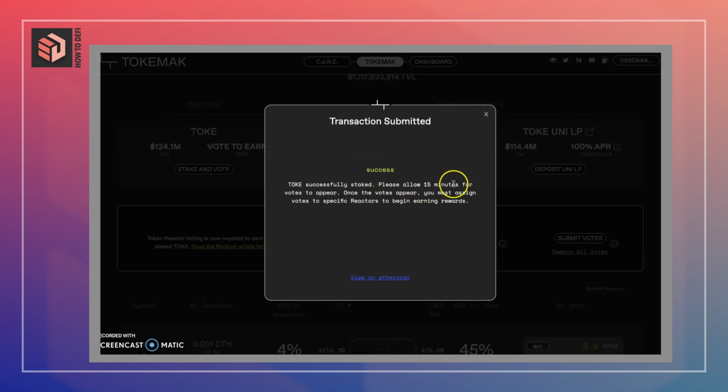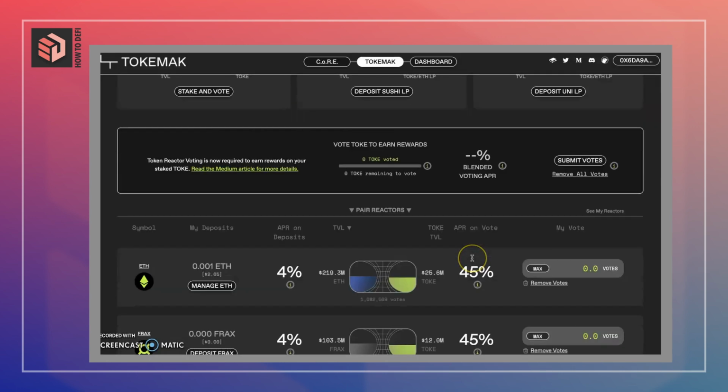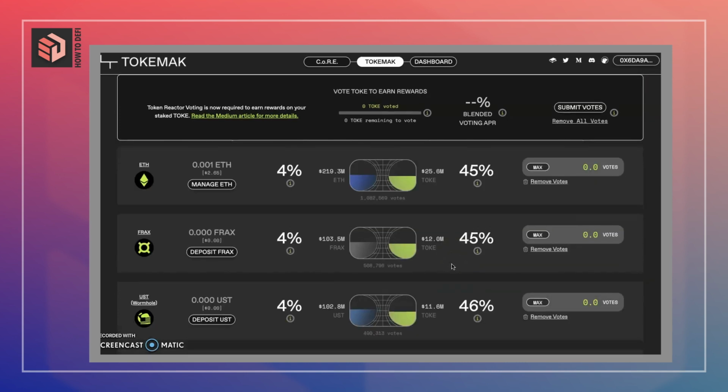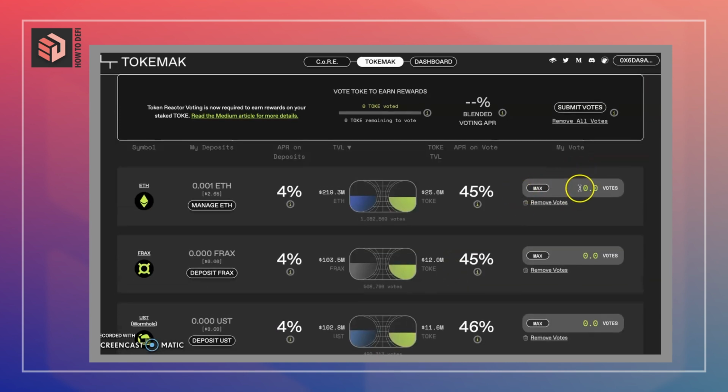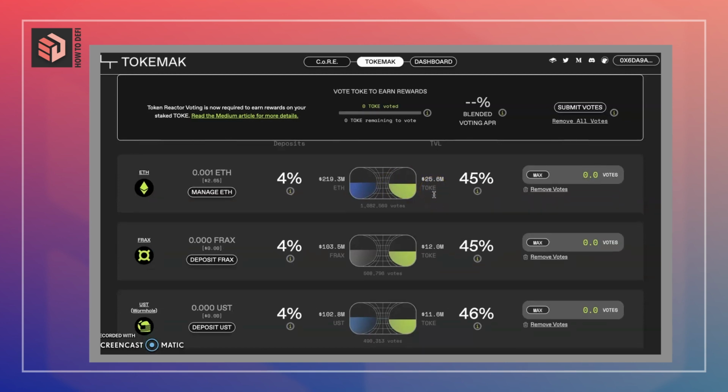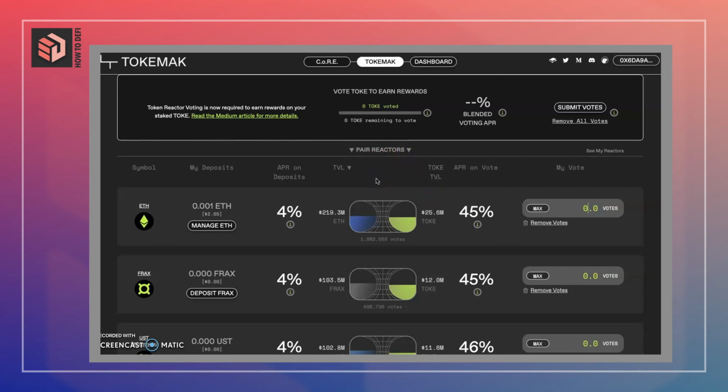It'll take some time for the votes to appear, and once the votes appear, we can start choosing in the same way that we did before. We can start choosing where to put our votes on. It could be on ETH, and that would determine the likelihood of ETH being chosen as a liquidity pair. So when the votes appear, we can choose where to put our votes on.